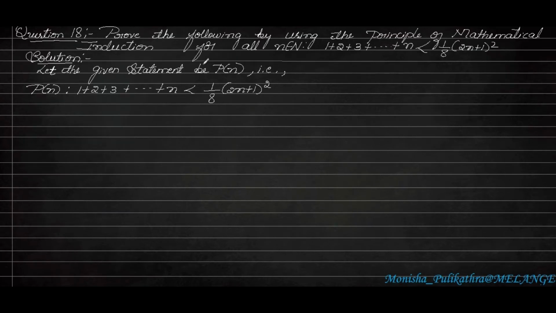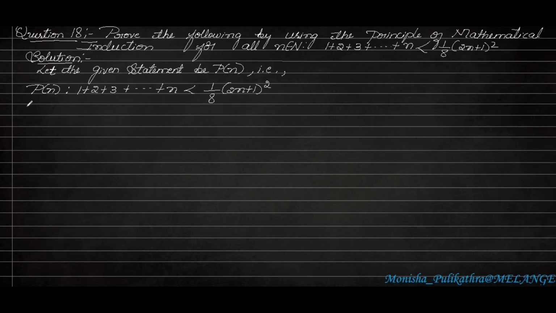Let us move on to the 18th question. Here the question is a little bit different. The equal to is not given. After the series they have given a less than symbol. But the method of doing the problem is as usual the same as the previous problem. First we have to take p of n. So for the statement p of n, the whole series with the equation should be equated to p of n. So p of n is 1 plus 2 plus 3 up to n, which is less than 1 by 8 into 2n plus 1 whole square.